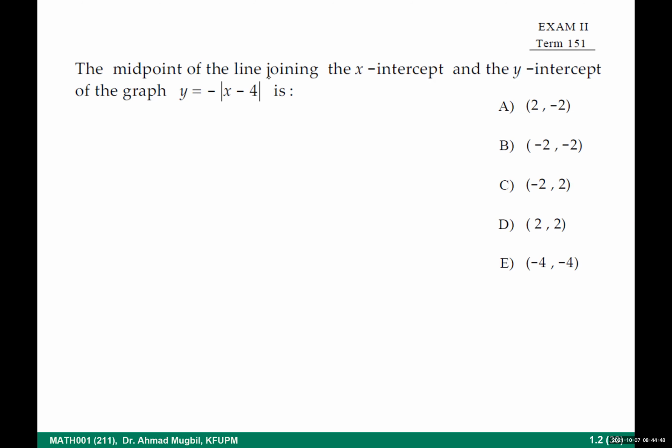The question is, what is the midpoint of the line joining the x-intercept and the y-intercept of the graph of this equation? How to find the intercepts? Which one is easier to start with, Shabab? The x-intercept or the y-intercept? The y-intercept is easier.